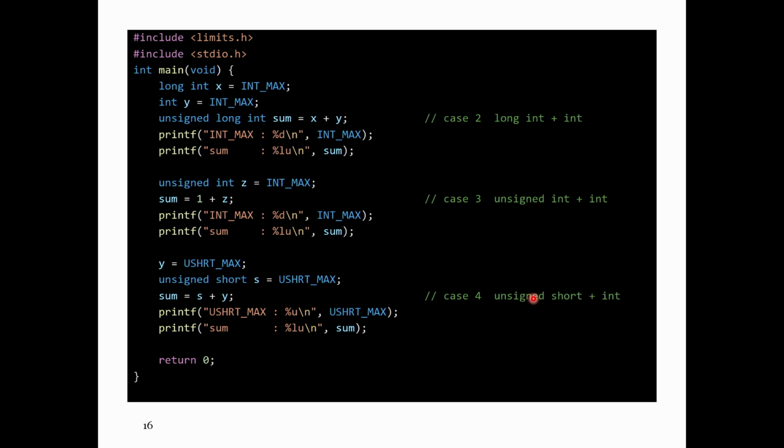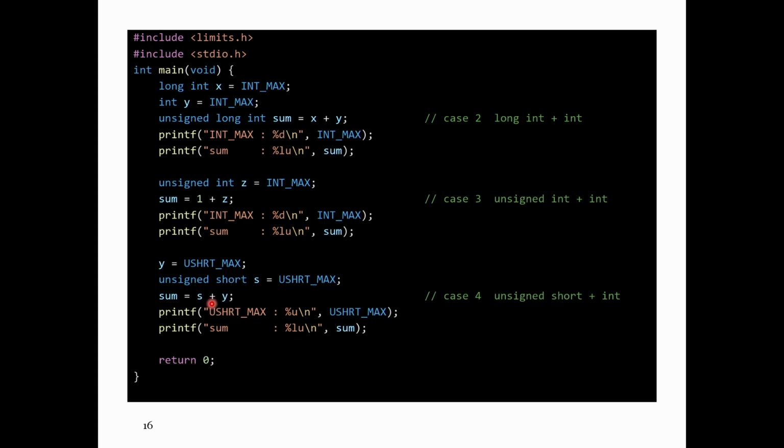Case 4. So here's where we have unsigned short plus int. Unsigned short plus int. Is this the weird one? Unsigned short and int. Okay, so this should work, I think. So x is unsigned short max, and y is an int, so that should fit into an int. Unsigned short s is unsigned short max. Hopefully the sum gives me twice the value of unsigned short max.